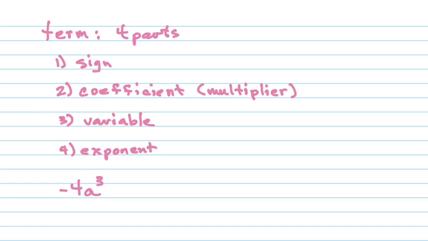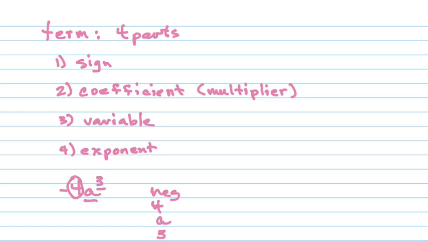What is the sign of this one? It's a negative. Okay. What is the coefficient? It's just the multiplier, which is just that number part. So the coefficient is the 4. The base of the exponent is the a, and the exponent itself is a 3. Okay?